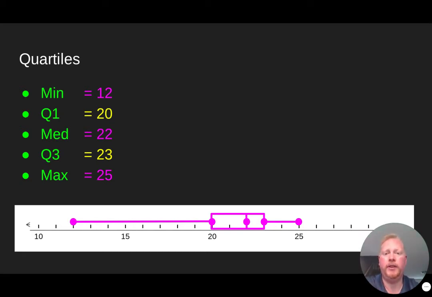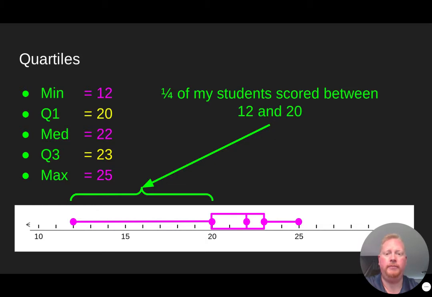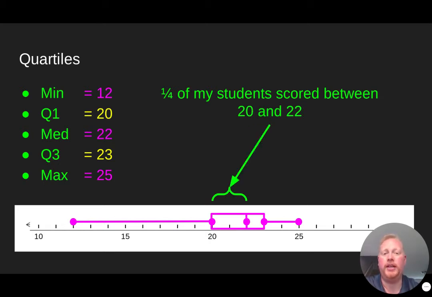Okay? So again, since we were talking about quiz scores, this tells me that a quarter of my students scored in between 12 and 20. A quarter of my students scored in between 20 and 22. A quarter of my students scored in between 22 and 23. And a quarter of my students scored between 23 and 25.